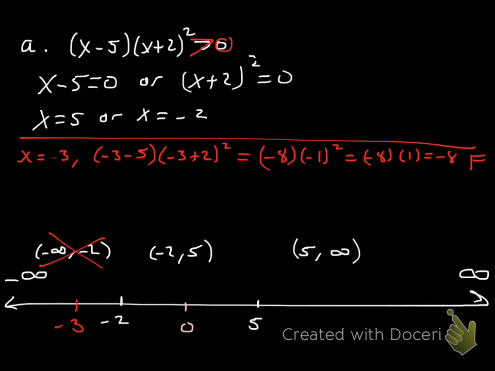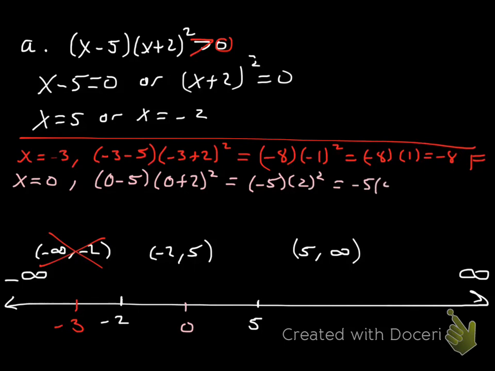We'll test something in the interval negative 2 to 5. How about 0? So go in and plug it in, crunch the numbers. Negative 5 times 2. And that's also going to be false. And remember I said that x plus 2 had multiplicity 2, so that meant we were just going to bounce or touch at negative 2. So we got both false on either side, so we got negative and negative, so that's fine.